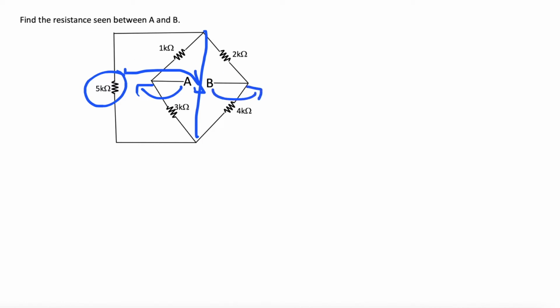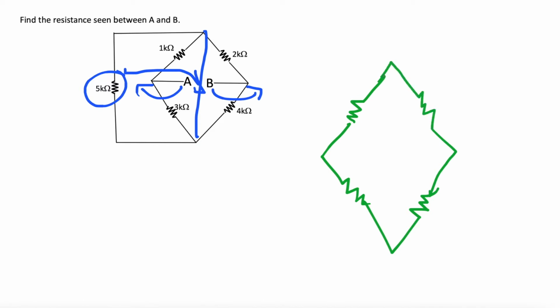So I know it looks a little confusing, so let's go ahead and redraw it. This is what stays the same. We have our diamond, we have our 1K over here, our 3K over here, 4K over here, and our 2K over here. So we have 1K, 2K, 4K, and our 3K. Now what I'm trying to say is that we can rotate this A around. So this A, let's put it over here.